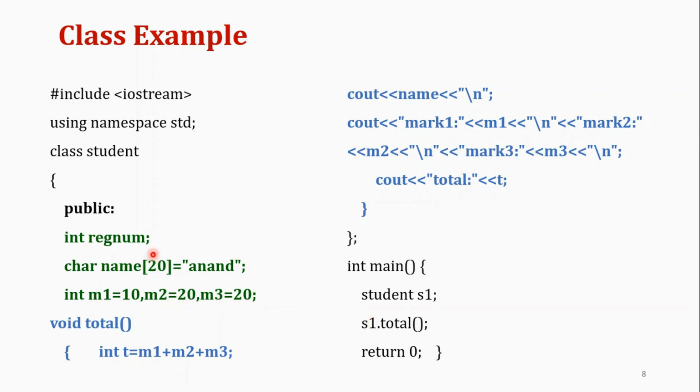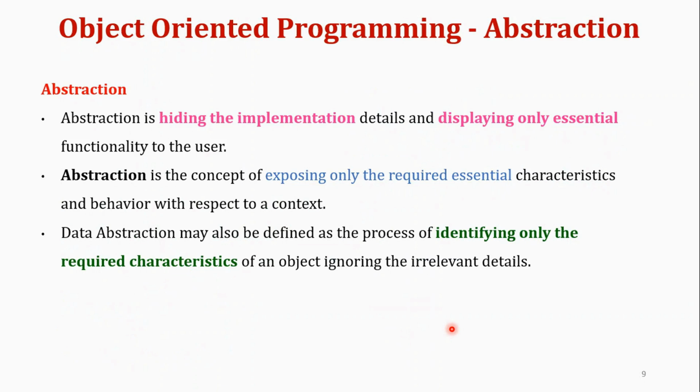But these three variables are placed inside the function. I'm just calling the total function, S1 dot total, which is going to call the total function. So that is the example of class creation in C++.